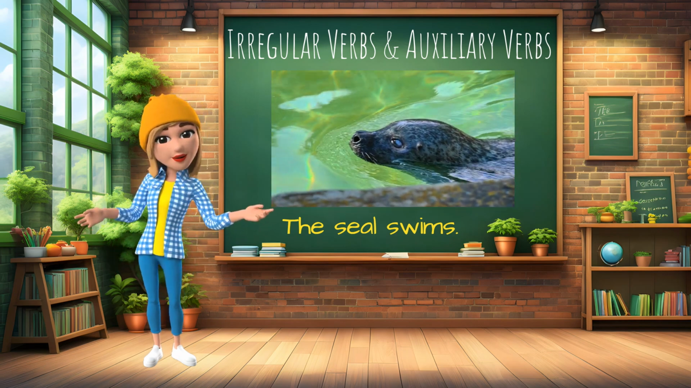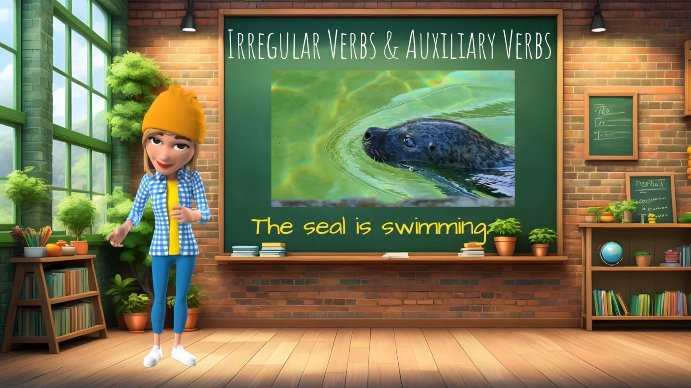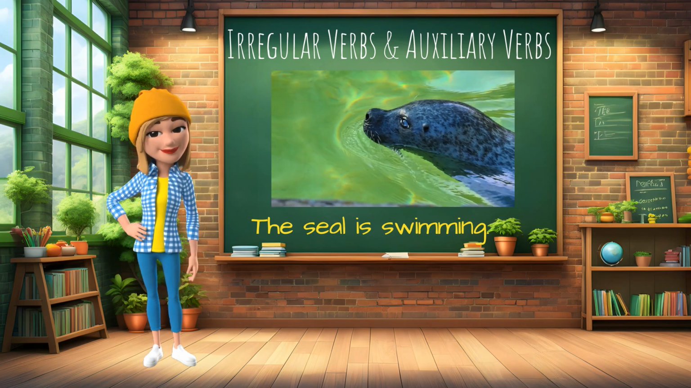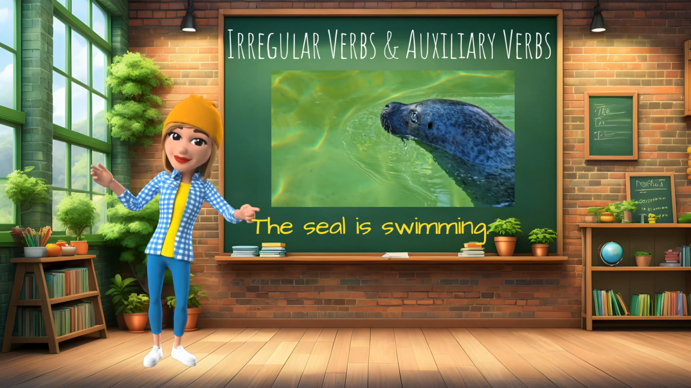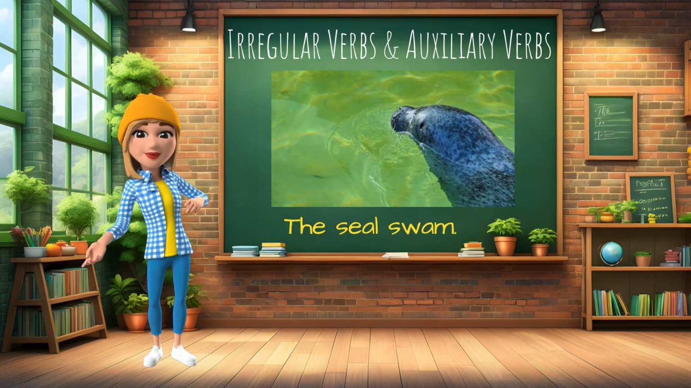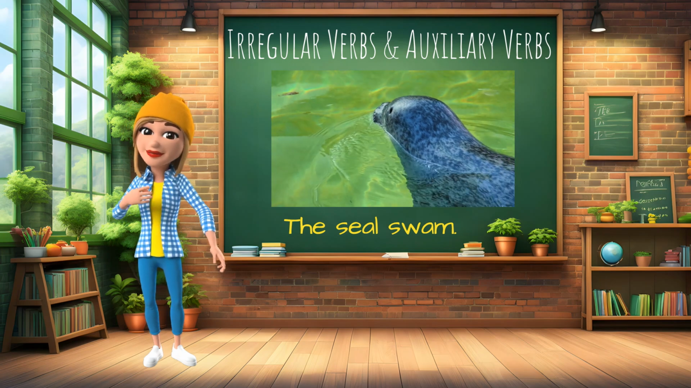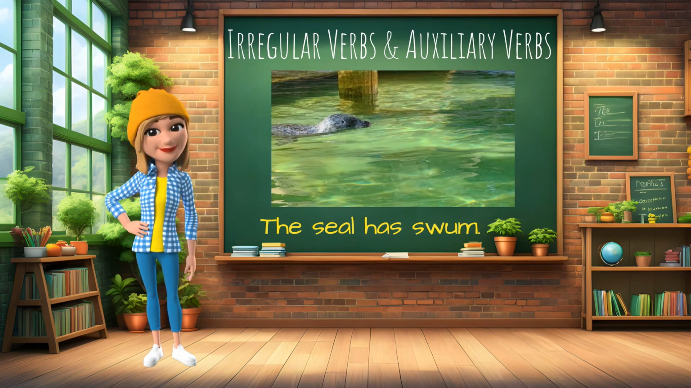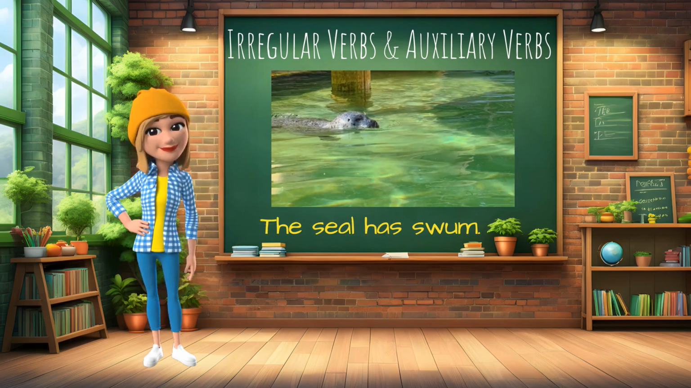Here we have a seal going for a swim. The seal swims. If we add an auxiliary verb, we get the seal is swimming. If we use past tense, we say that the seal swam. If we add an auxiliary verb, it becomes the seal has swum.